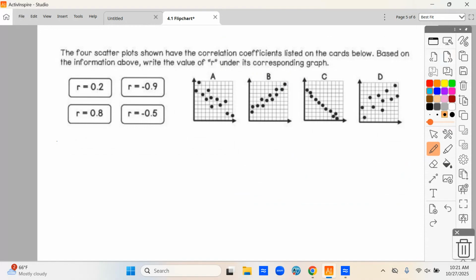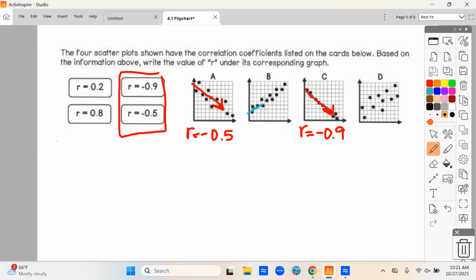Now, here are 4 examples, and we're not actually doing the calculation, we're just doing comparison. We're trying to assign the R values based on what we know about weak positive, weak negative, strong negative, to the numbers on the left. So both A and C are negative, so they must be one of these two. Now, I would say C looks stronger than A, so it has to be closer to -1. So I would say the R value here is -0.9. Therefore, the R value for A is -0.5.